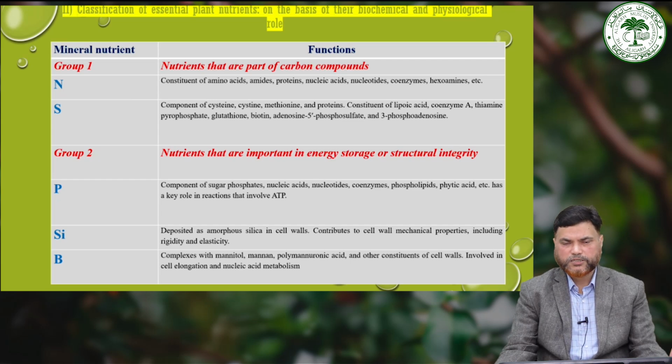The third element in group 2 is boron, and boron complexes with various compounds such as mannitol, mannan and polymannuronic acid, which are constituents of the cell wall. In addition to this, boron is involved in processes related to cell elongation and nucleic acid metabolism. The presence of boron is very essential for proper cell growth and development, as well as maintaining the structural integrity of the cell walls.